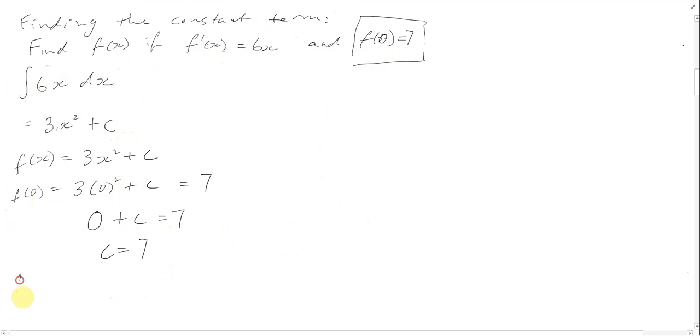And so I can write out a full original function. f of x is 3x squared plus 7. So that's using this bit here, 3x squared plus c, and c is 7. So there we go, that's our final answer. Okay, let me do one more to tie everything together.